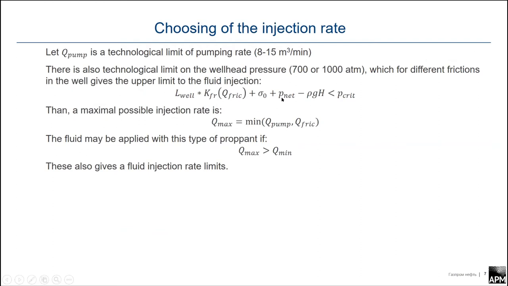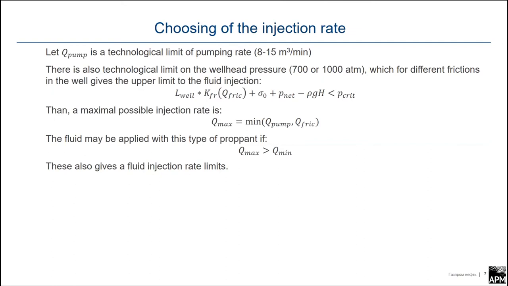So we have the rock stresses inside the fracture. We have some effective additional pressure. We have hydrostatic pressure, which decreases the wellhead pressure, and we have friction in the well, which leads to growth of wellhead pressure, and it increases the wellhead pressure with increase of fluid rate. So we have two different limits. The minimum of these will be the maximum possible fluid rate.